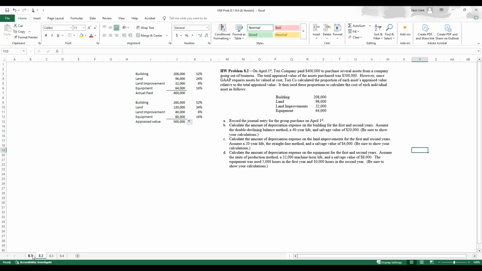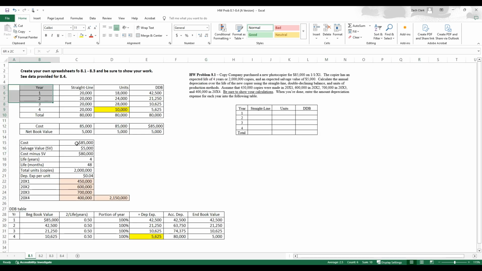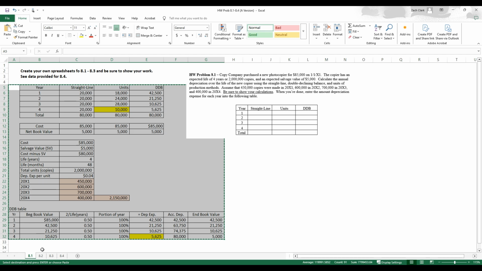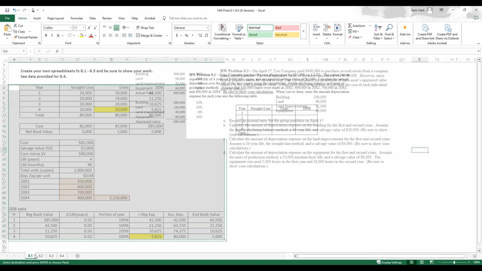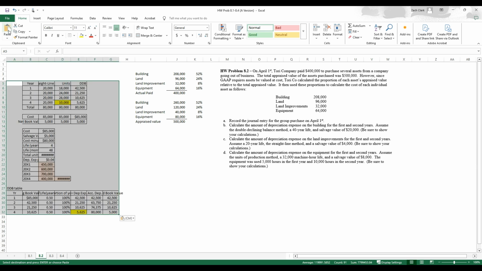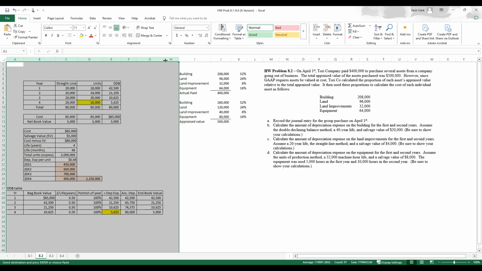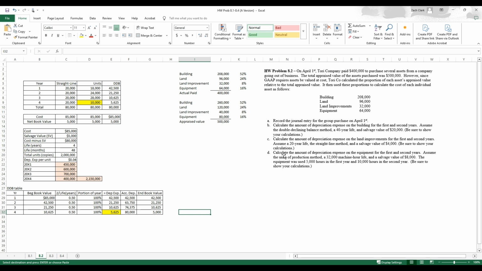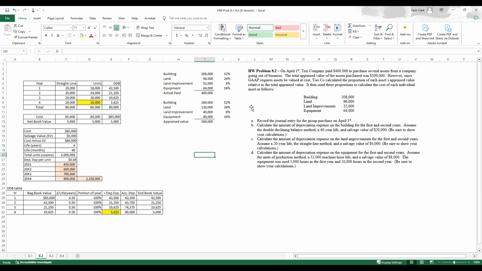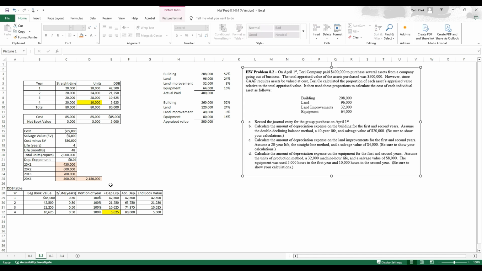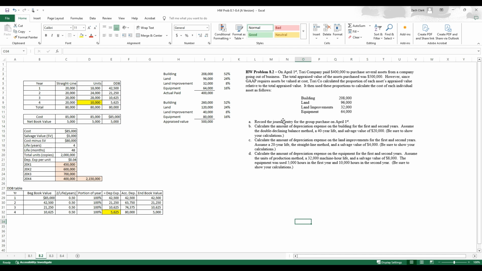Okay, so I'm going to copy a lot of this that we had from our first problem. Let's see if that messes anything up. No, we're good there. Okay, so paste that in, highlight the columns. You can double click on the side of any one of those to stretch it out to the right size. And yeah, let's figure it out from here. And delete this one just to get us a little more compact. And okay, record the journal entry for the group purchase on April 1st.